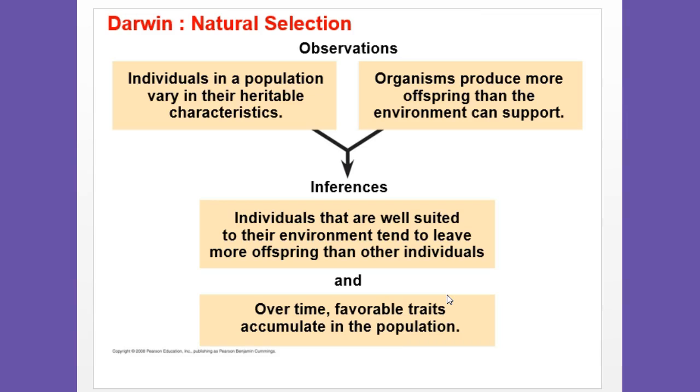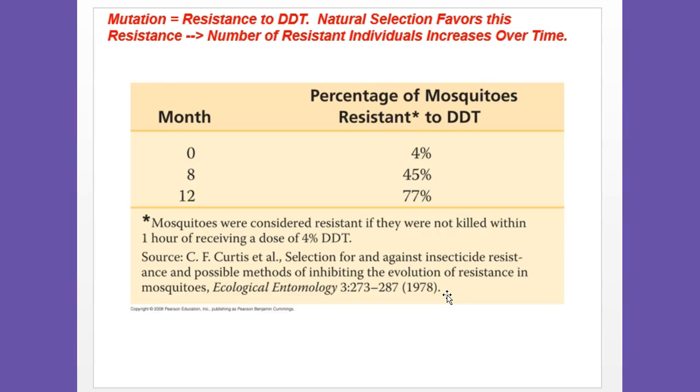Looking at Darwin's theory of natural selection, just to review this for you real quick: individuals in a population vary in their heritable characteristics, and organisms produce more offspring than the environment can support. From those observations, Darwin inferred that individuals well suited to their environment tend to leave more offspring than other individuals. Over time, favorable traits will accumulate in the population.